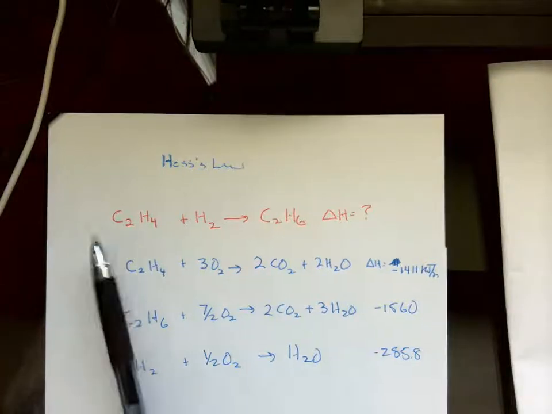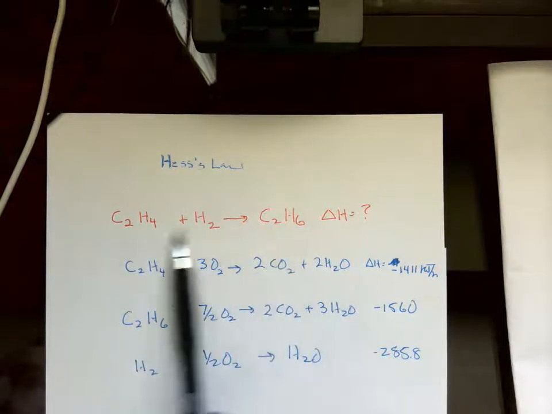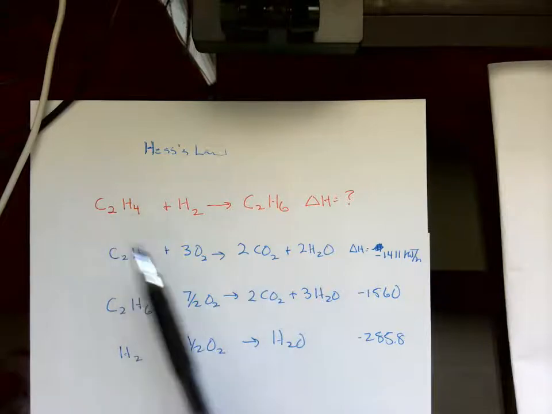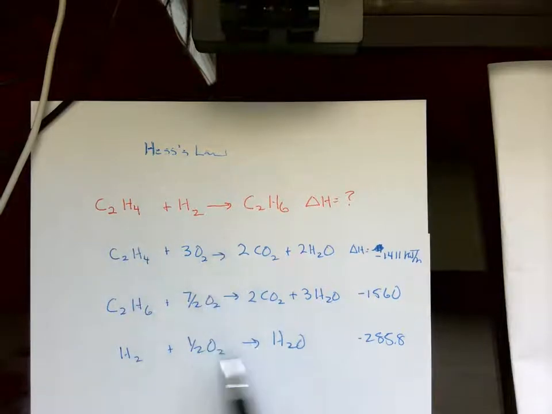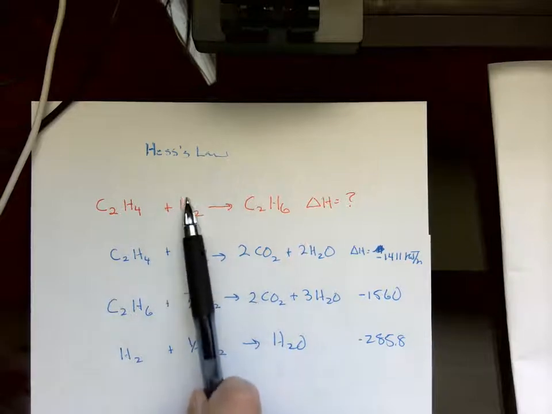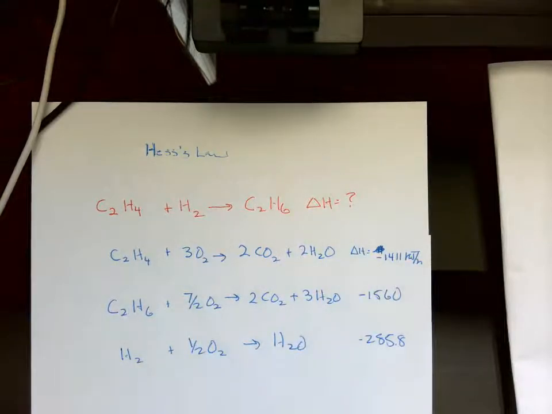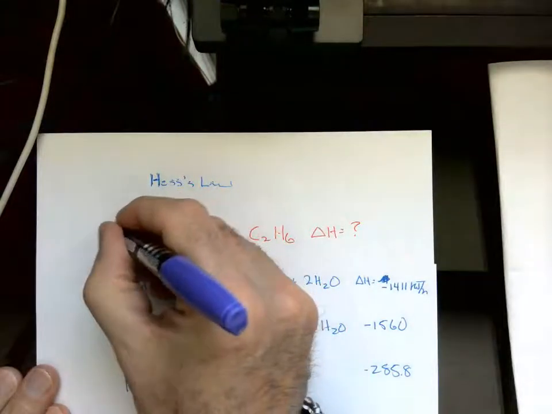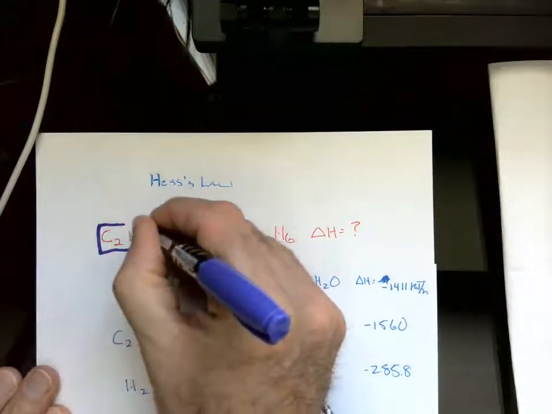So if we have a reaction that's too dangerous to do in the lab, or if we don't have the equipment to do this reaction, we can go and look up known values. If these add up to this reaction here, we can find the heat of the reaction. So the whole trick here is to ignore the elements. What I'm going to do is look for the molecules in the reaction.